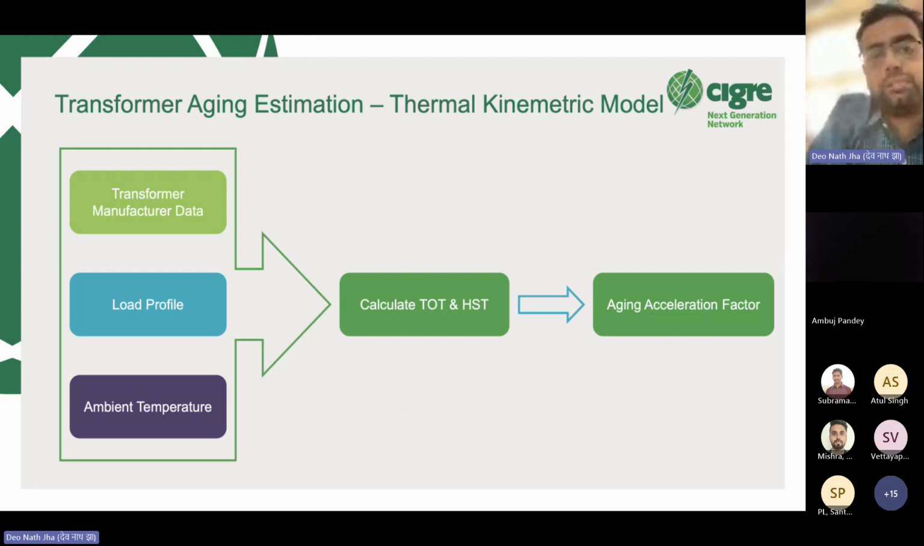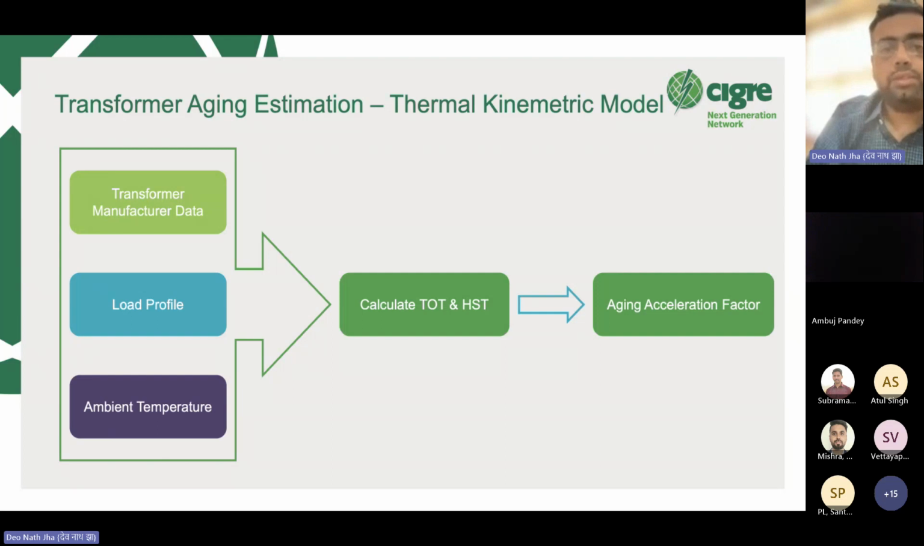Now when we talk about applications of digital twin, first we can look at the thermal side. One of the most prominent applications of digital twin is to estimate the aging rate of the transformer. Aging rate can be estimated using two different kinds of model. One is the thermal kinematic model, which calculates the top oil temperature and hotspot temperature based on the manufacturer data. The manufacturer data required is the datasheet on the temperature rise test or short circuit heat run test, the short duration heat run test. Another input is the load profile and the ambient temperature readings. Based on that, we calculate the top oil temperature and the hotspot temperature.